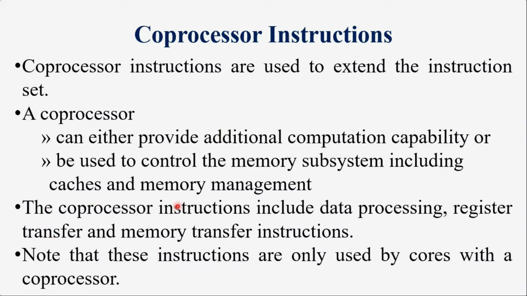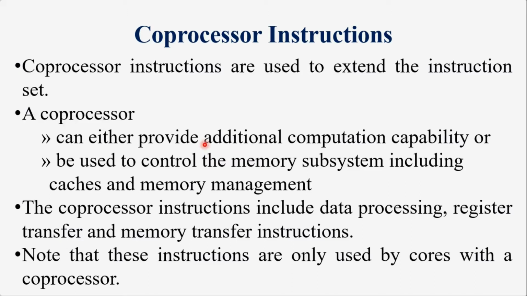Okay, and what does a coprocessor actually do? A coprocessor does the same as the main processor: data processing operations, register transfer operations, and memory transfer operations. Ultimately it supports all these operations: data processing, register transfer, memory transfer. All these operations are combined such that the coprocessor performs a particular, very specific task which cannot be done by the main processor. Okay, so this is called a coprocessor and coprocessor instructions.